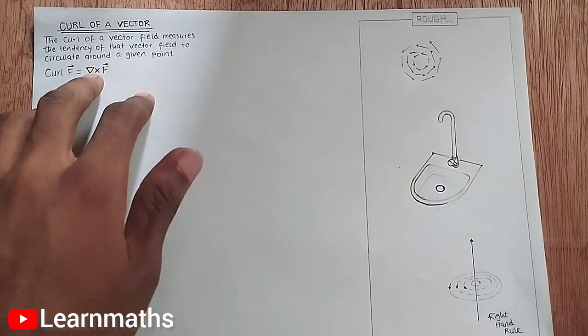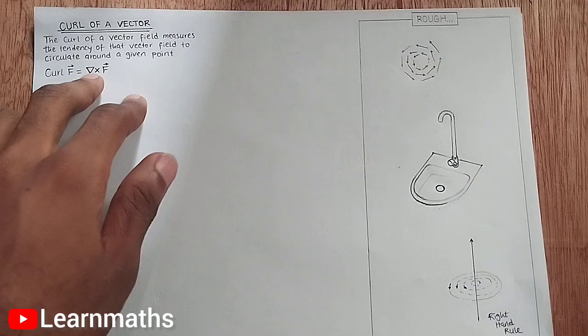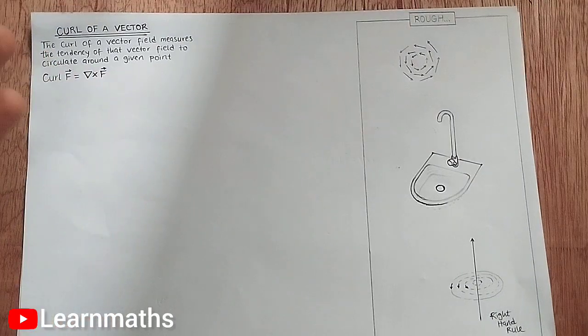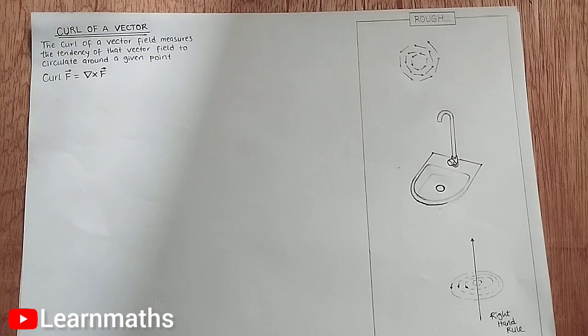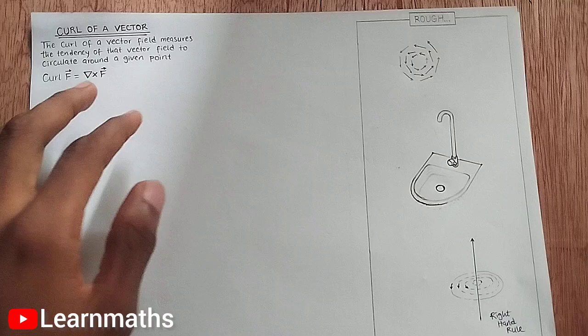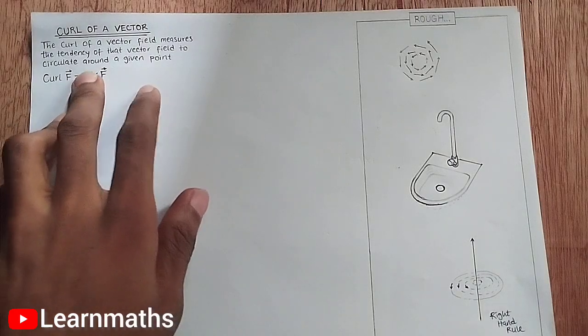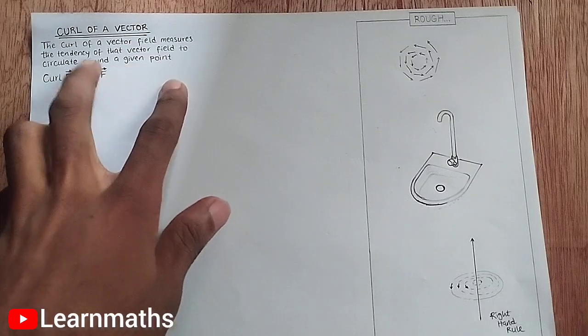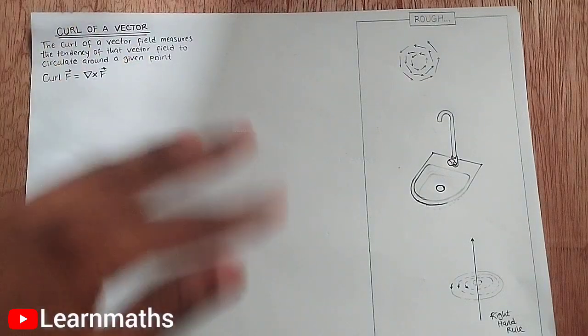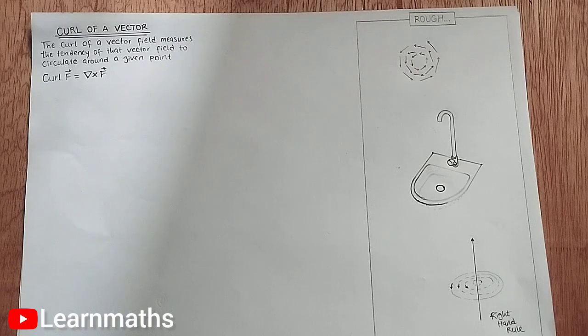Now you know what delta represents, right? It's like the differential operator that tells us how we differentiate the vectors partially and sum everything up. Now I'm just going to throw a little light on what the curl actually means. From the definition, the curl of a vector field measures the tendency for that vector to circulate around a given point, to rotate, to spin around a given point, right?